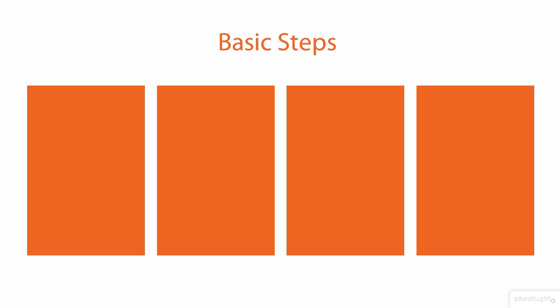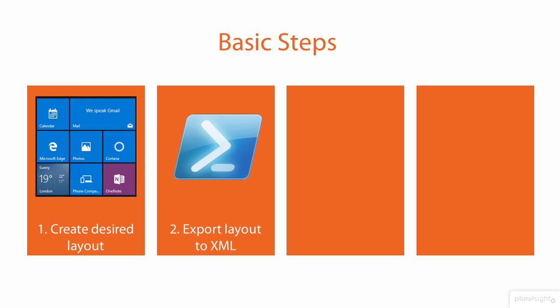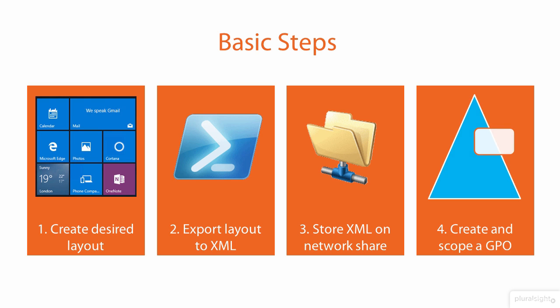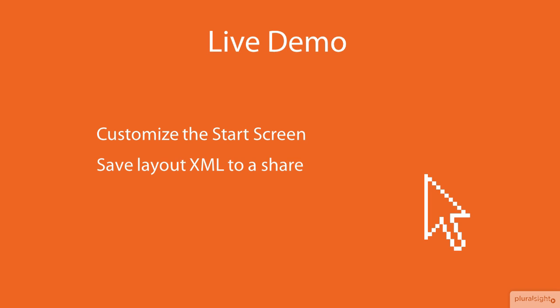The basic steps are pretty straightforward. First, create your desired tile layout. Then export that layout to XML with the help of PowerShell. Store that XML on a network share with the appropriate read permissions for your users. And then build a group policy object to actually force the deployment of that XML to everyone in the domain, OU, or site that you choose for the GPO's scope. Well, let's see how to do it.